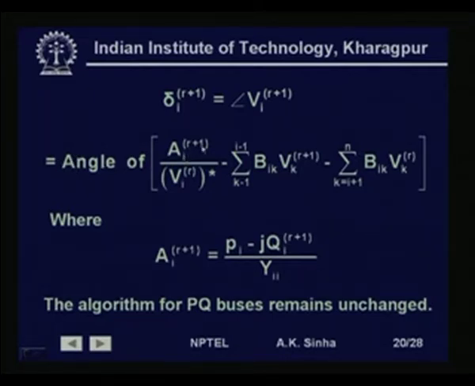A_i (r+1)th iteration value into V_i r minus summation B_ik V_k at (r+1)th iteration minus summation B_ik V_k at r, where A_i is given by P_i minus jQ_i at (r+1)th iteration divided by Y_ii. So, using this we can find out the angle, and this angle will be used as an update for the next iteration. The solution procedure for PQ buses remains the same.